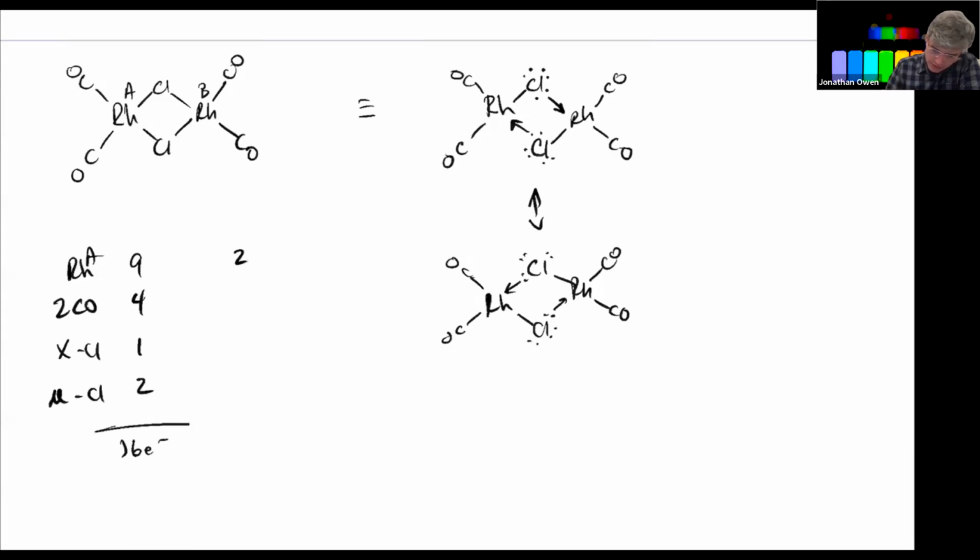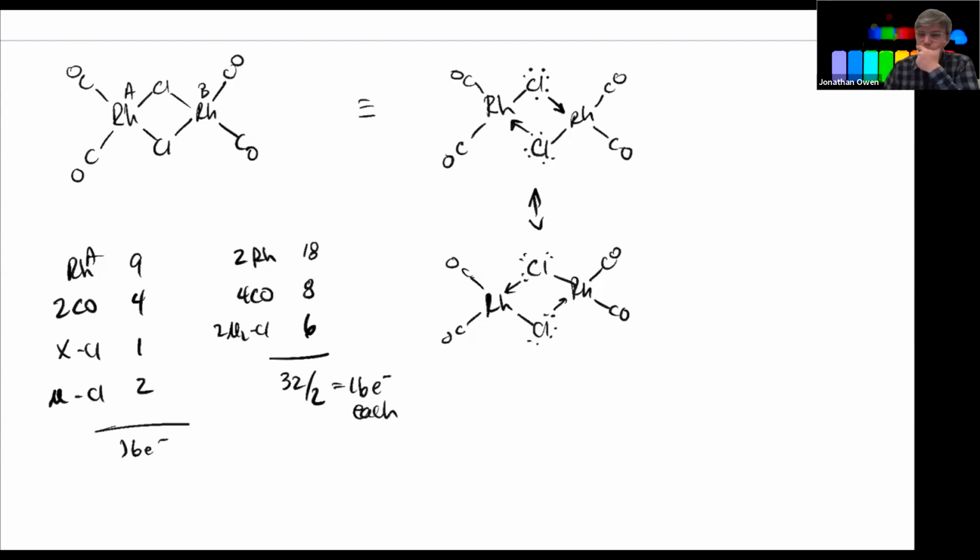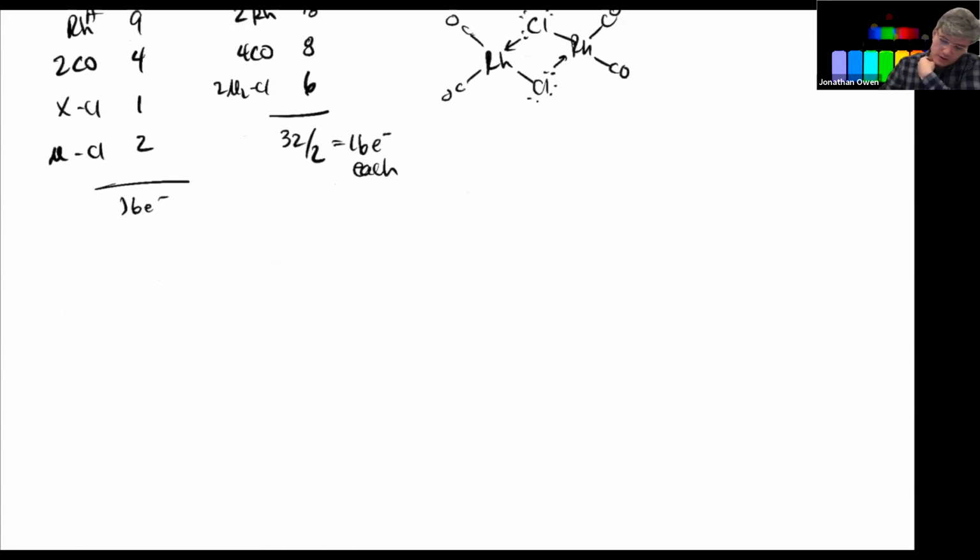Let's check the double version. This is a symmetric compound, so we're going to count them up completely. 2 rhodiums, 9 each is 18 electrons. We got 4 COs, 2 electrons each is 8 electrons. And now you have 2 mu2 chlorines with 3 each. An X and an L per chlorine gets you to 6. And that's 32, so 16 electrons each. Okay. Bridging ones make an X, and then they use their lone pair to make an L.